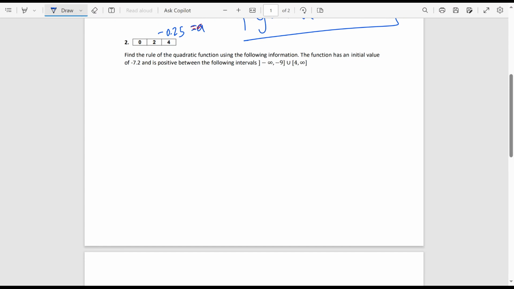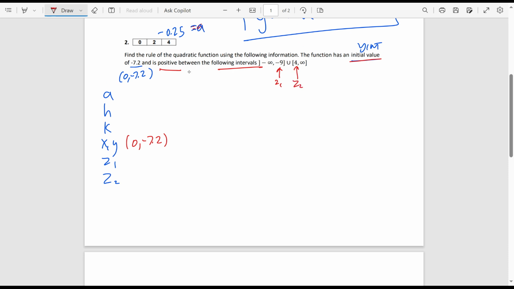Now, the next guy is literally just diving into that vocabulary stuff. So what's the important thing? I have to know that initial value of negative 7.2 is actually a point. The initial value is the y-intercept. It exists where x is 0. So if I list a, h, k, x, y, z1, and z2 here, well, I can start by including 0 and negative 7.2 as a point because it said initial value. The positive between the following intervals tells me that that is z1 and that is z2.